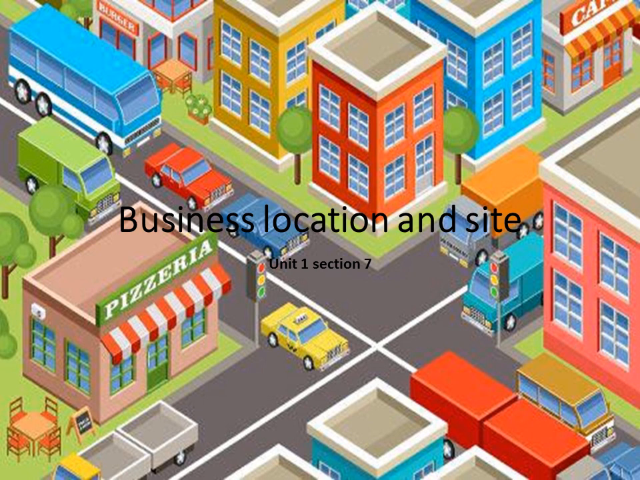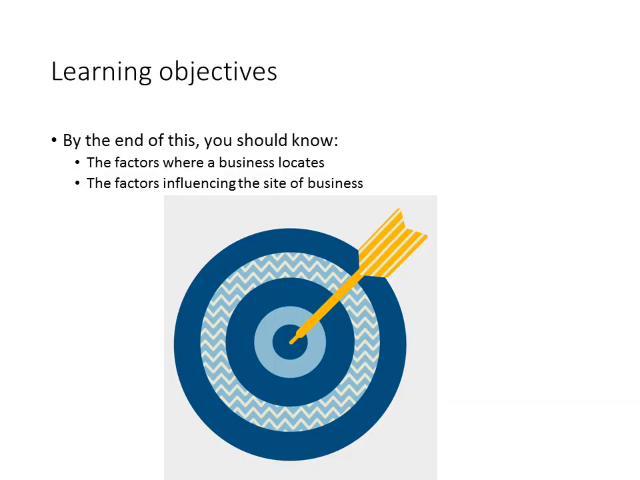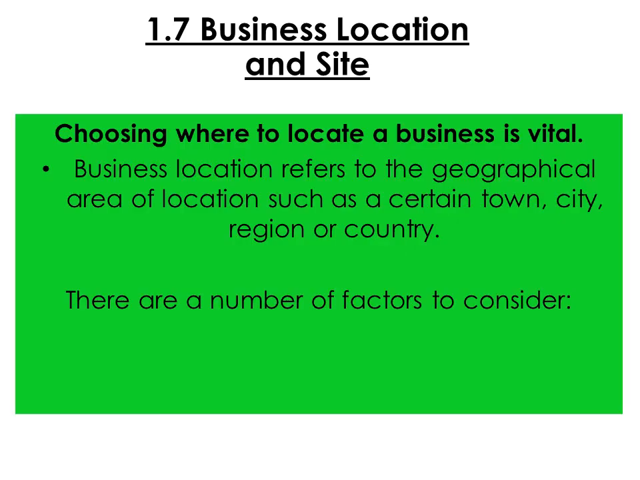Hello, welcome to Unit 1, Section 7. We're looking at business location and site. So hopefully by the end of this, we should know what factors influence where a business locates and what factors influence the site of different kinds of businesses.